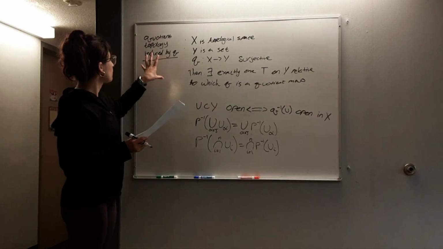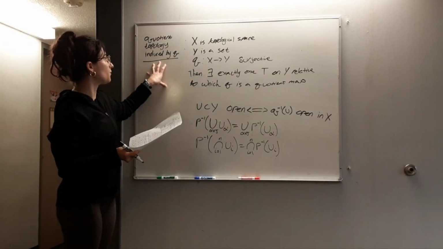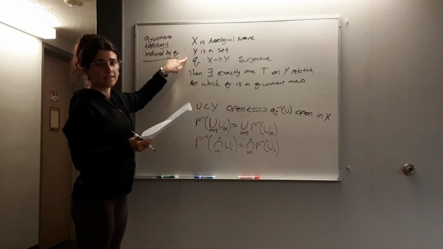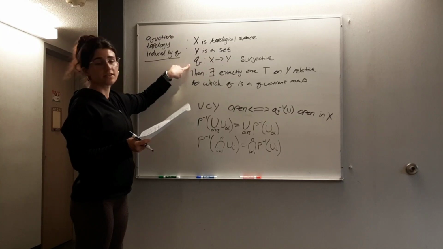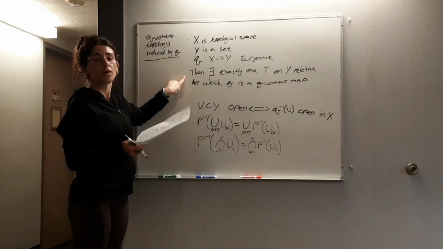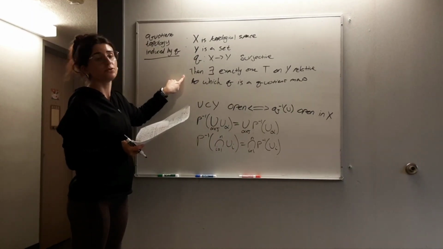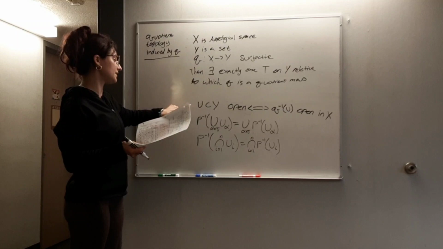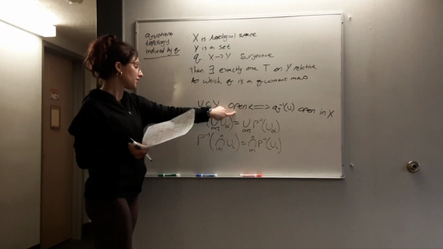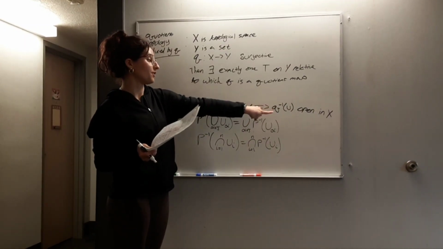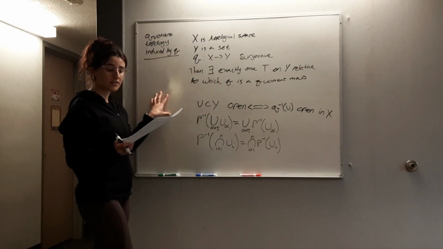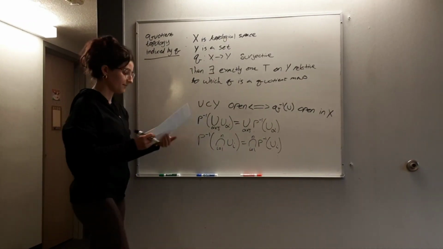And so to recap, we have that the quotient topology induced by Q occurs when X is a topological space, Y is a set, and Q is a surjective function from X to Y. Then there exists exactly one topology T on Y relative to which Q is a quotient map. And then we said that U, a subset of Y, is open if and only if Q inverse of U is open in X. So this is a lot of words and a lot of letters. So let's try and imagine this in a picture.